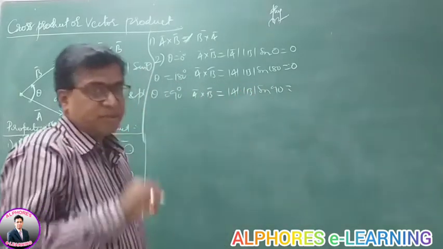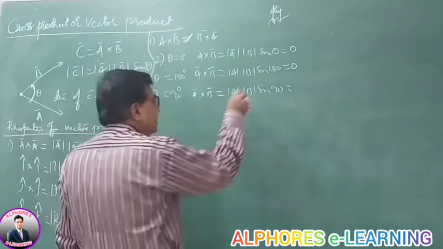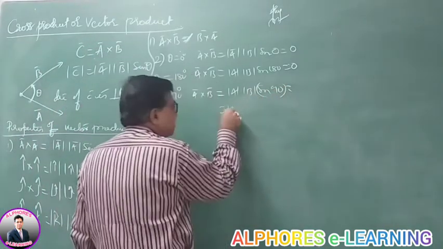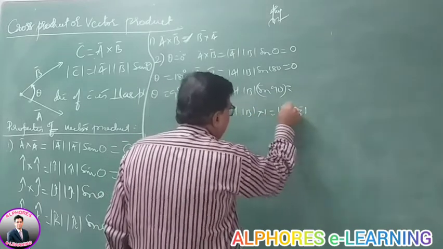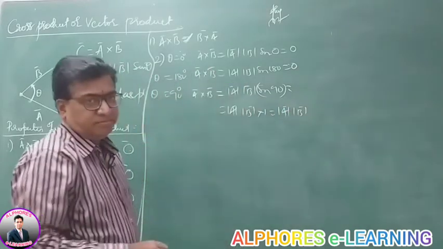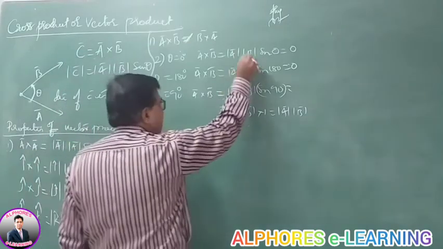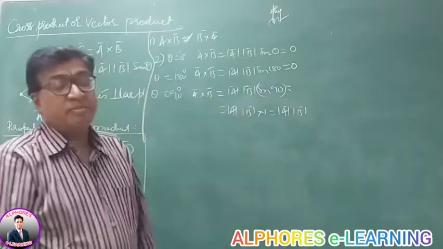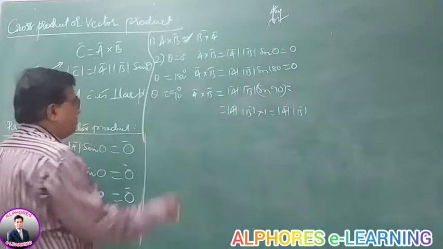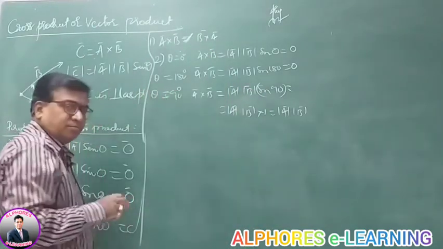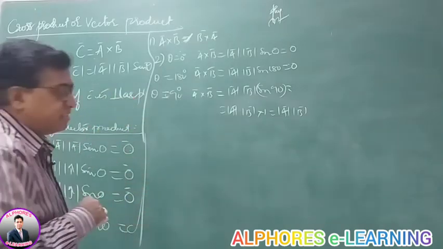Well, sine 90 is 1, maximum. So therefore, this is maximum. So it's mod A mod B into 1, mod A mod B maximum. You get the highest cross product. The cross product will be maximum when the angle is 90 degrees, perpendicular. So therefore, when theta is 90, the vector product is highest.